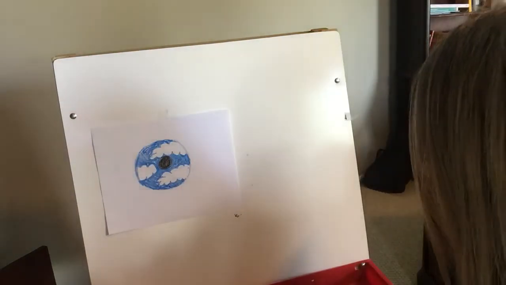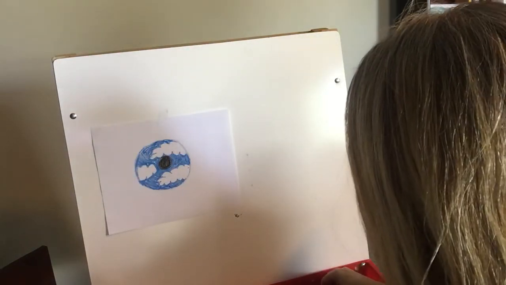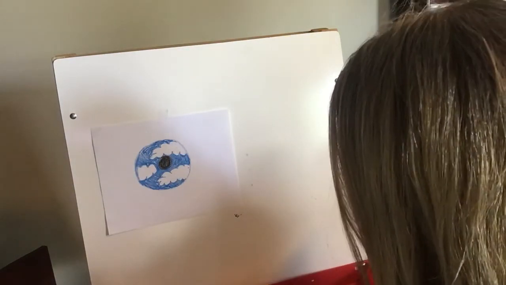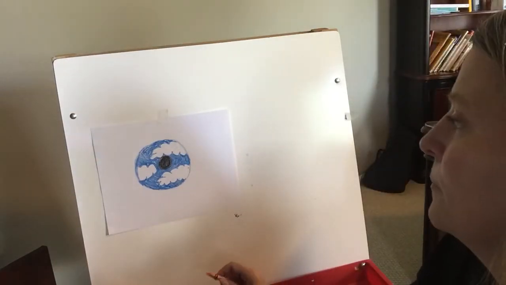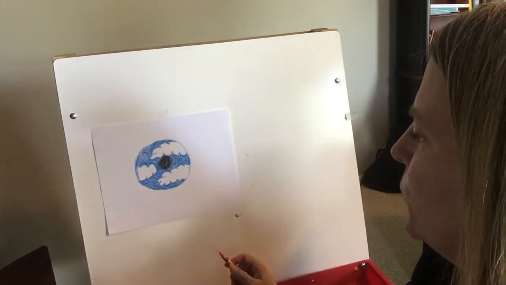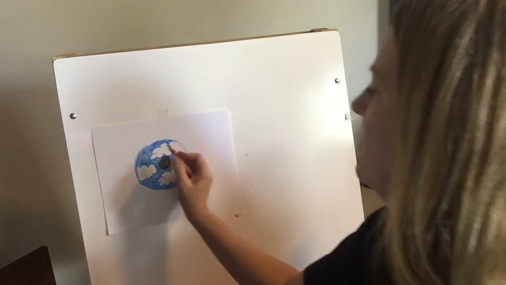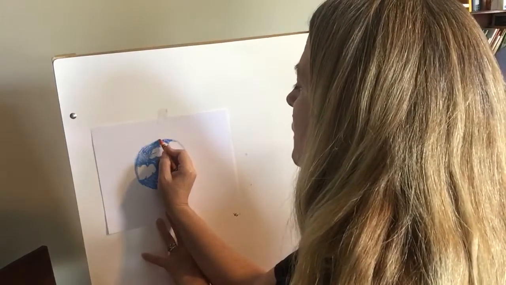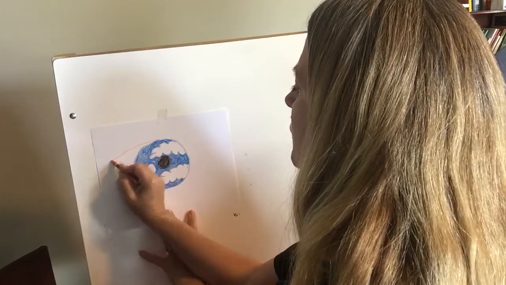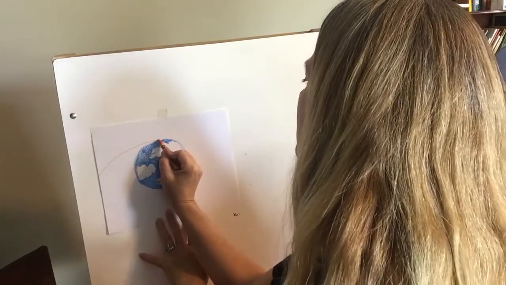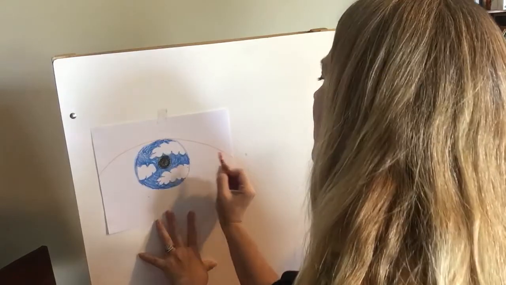Okay, so now what we want to do is make the shape of the eye. So we're going to make a shape almost like an unhappy face or like a rainbow. So I'm going to start here and curve this way. I'm going to start here and I'm going to curve that way.